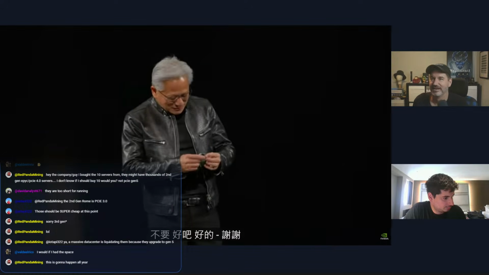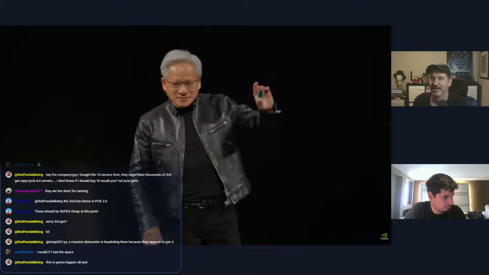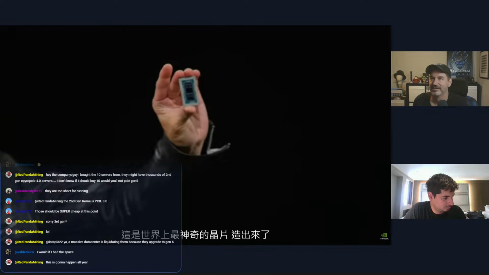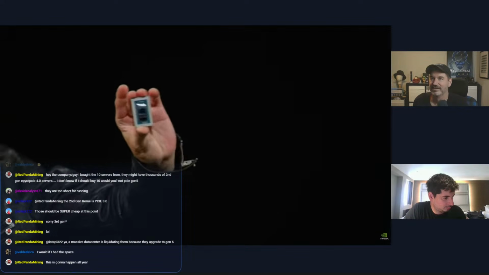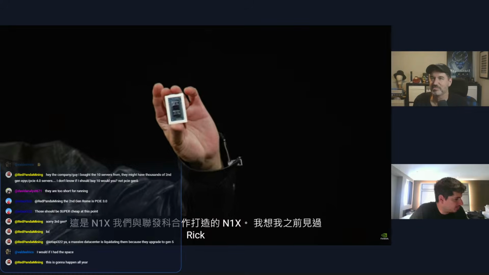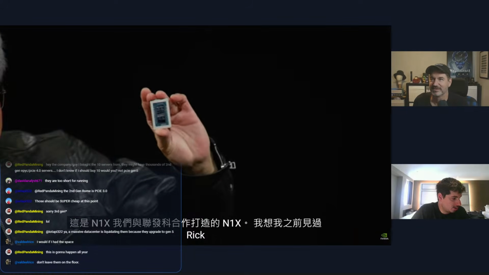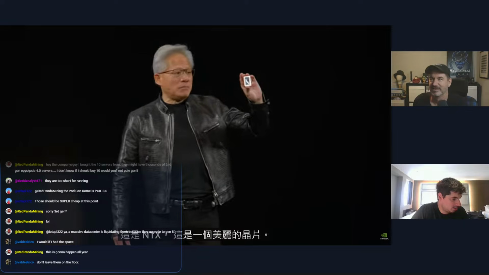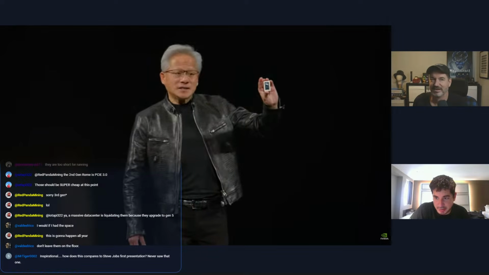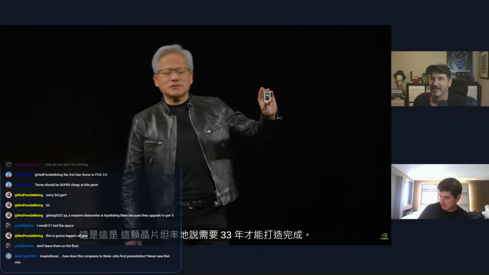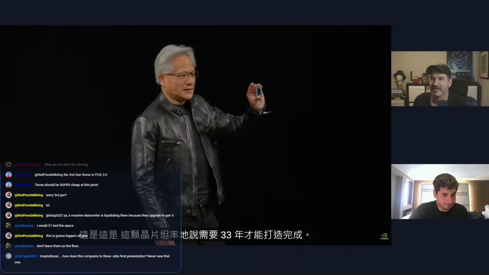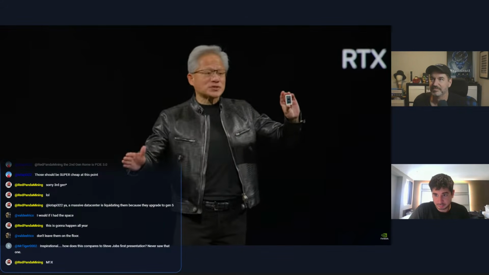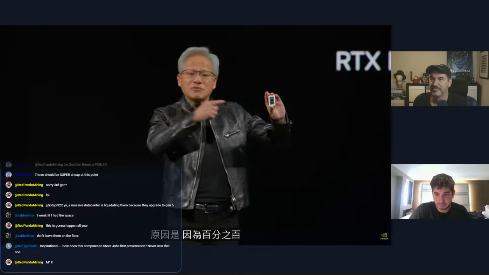This is the most amazing chip the world has ever built. This is the N1X that we built in partnership with MediaTek. This is N1X. This is a beautiful chip. That would take 33 years to build. And the reason for that is because 100% of NVIDIA software stack runs here.